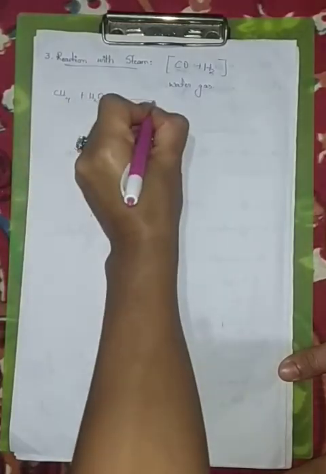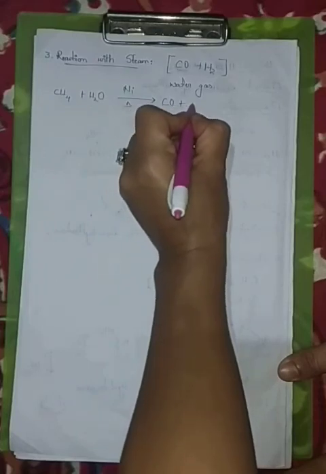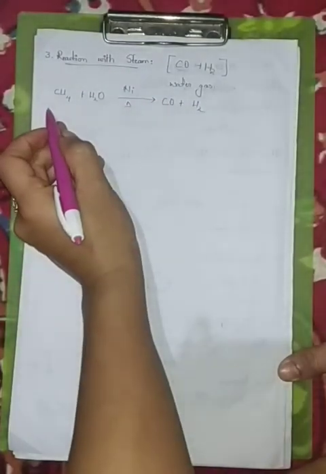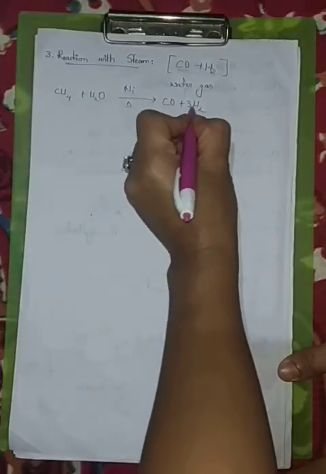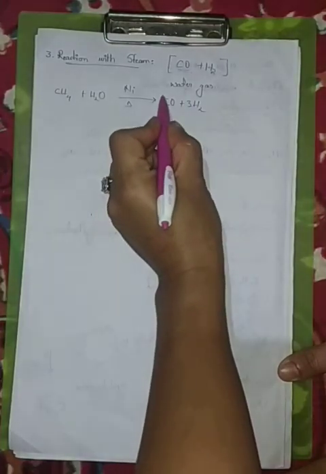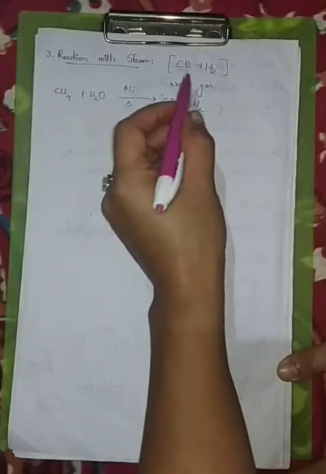Now, let's check out the chemical reaction. Methane, an alkane, reacts with steam in the presence of a nickel catalyst on heating, and there is release of carbon monoxide and hydrogen. If you want to balance this chemical reaction, we have 6 hydrogen atoms, therefore 3 H2 or 6. Now this is balanced. The combination of carbon monoxide and hydrogen is known as water gas. In this way, alkanes react with steam to give water gas. Thus, these are the 3 chemical reactions of alkanes.